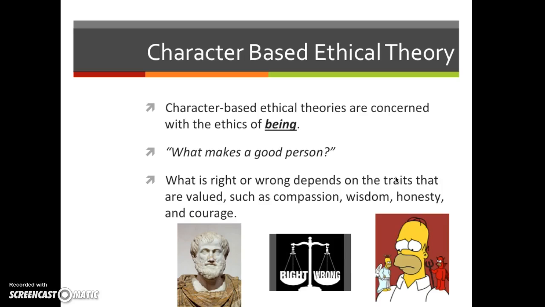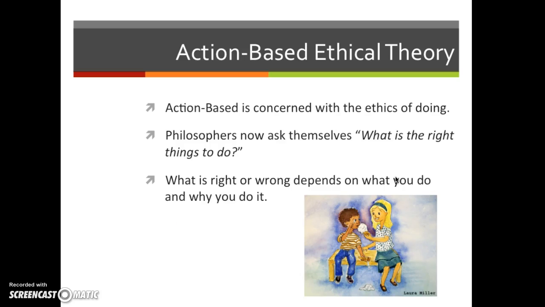So character-based ethics really kind of falls onto that idea of right versus wrong, good versus evil, as it applies to an individual. The second house is what's called action-based ethical theory. And action-based ethical theory is, as you can imagine, based on the ethics of doing, physically going out there and doing. And philosophers in those days would ask themselves, what is the right thing to do? Not what makes a good person, but what is the right thing? And what is right or wrong would depend on what you're doing and why you are going about doing it.